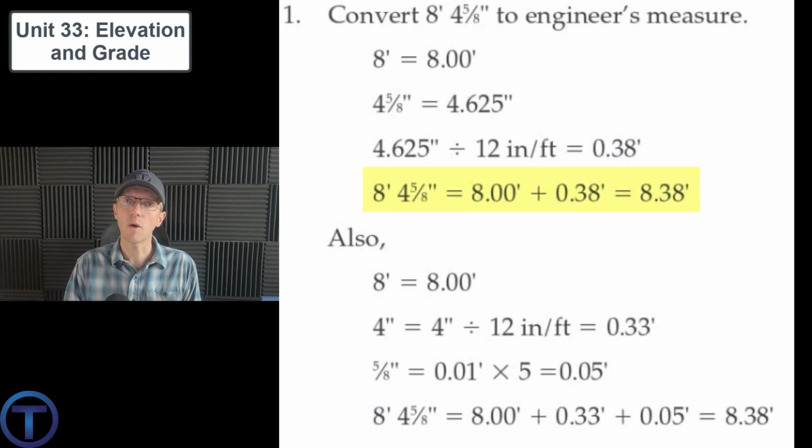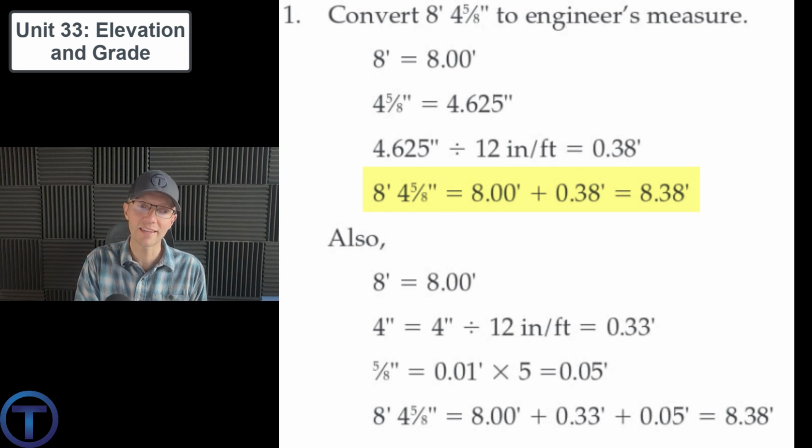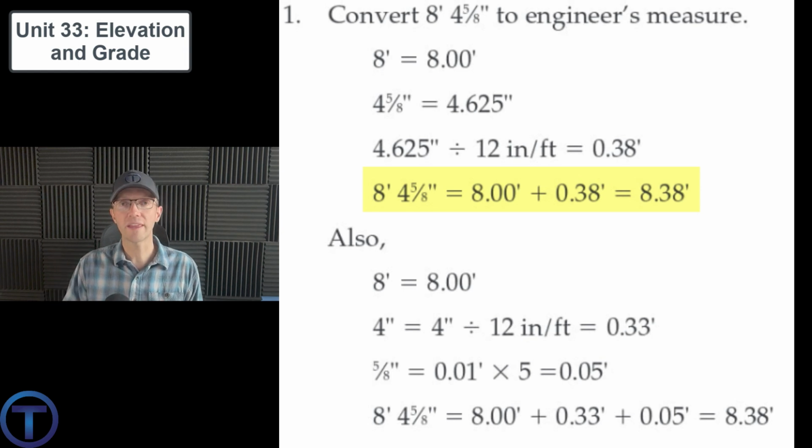Now we had that whole number of 8 feet, and we can just put that together with our 0.38 decimal feet, and our total is going to be 8.38 decimal feet. Now we've converted our builder's measure into engineer's measure.